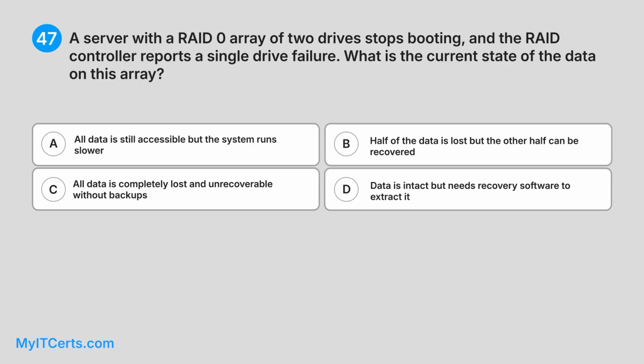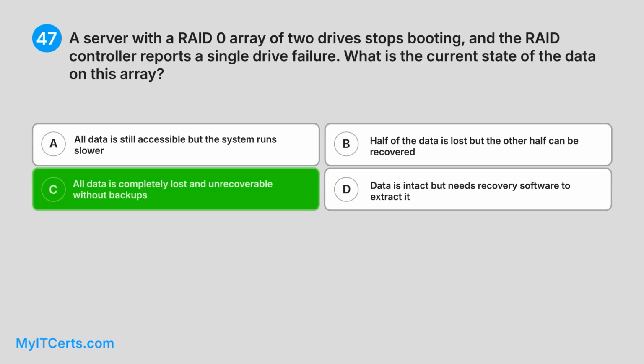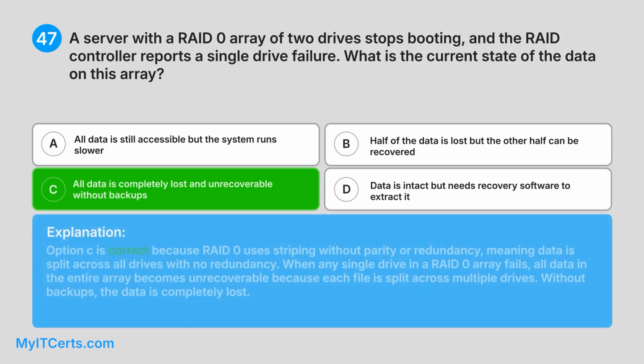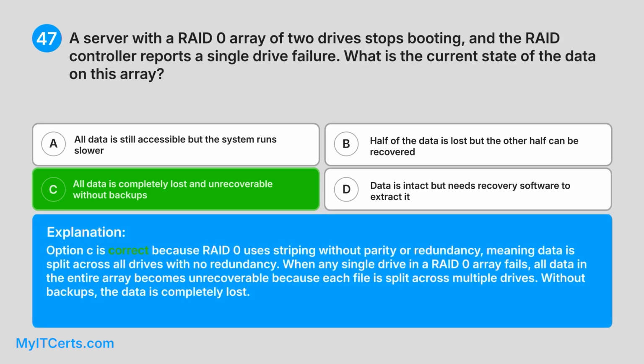Correct answer. C. All data is completely lost and unrecoverable without backups. Explanation. Option C is correct because RAID 0 uses striping without parity or redundancy, meaning data is split across all drives with no redundancy. When any single drive in a RAID 0 array fails, all data in the entire array becomes unrecoverable because each file is split across multiple drives. Without backups, the data is completely lost.